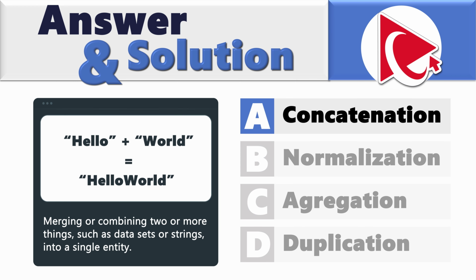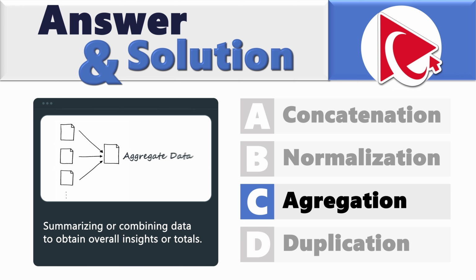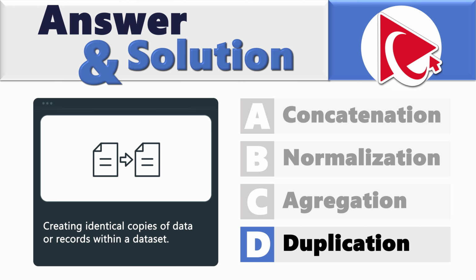Concatenation stands for merging or combining 2 or more things, such as datasets or strings, into a single entity. Normalization is adjusting and scaling data to a standard format or range for consistent analysis. Aggregation is summarizing or combining data to obtain overall insights or totals. And last but not least, duplication is creating identical copies of data or records within a dataset.